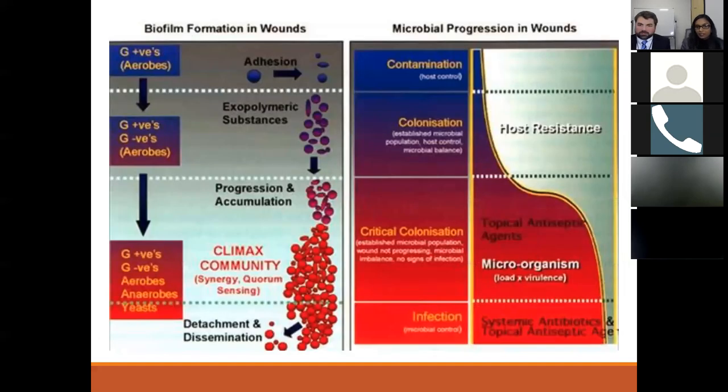So, yeah, and this is a good picture. On the right, it has microbial progression. You can see at the top, it has contamination and then colonization and then critical colonization and then at the bottom, infection. So systemic antibiotics are needed. Really, I think one of the best ways, really what the books say, the best way to tell if it's infected is to take a sample of the tissue and send it to pathology and they can look and see if there's bacteria invading the tissue and getting into the tissue.